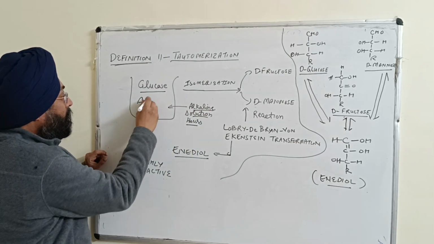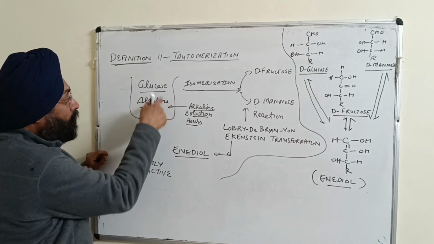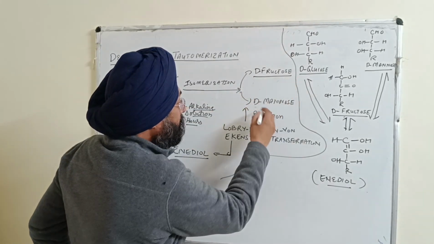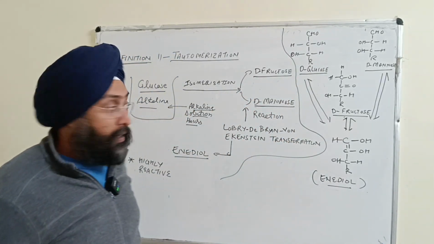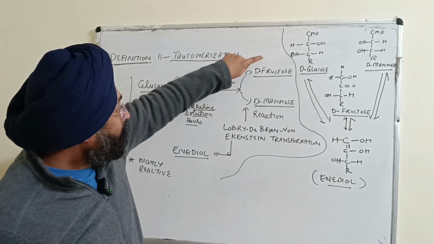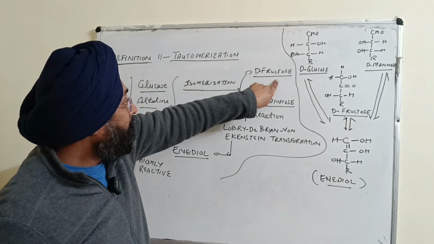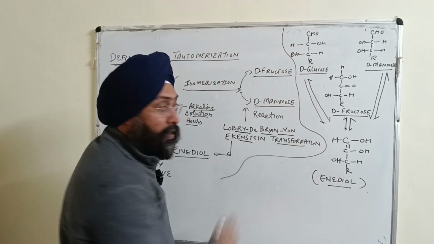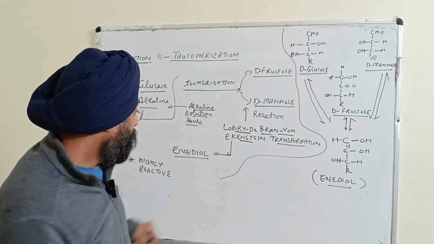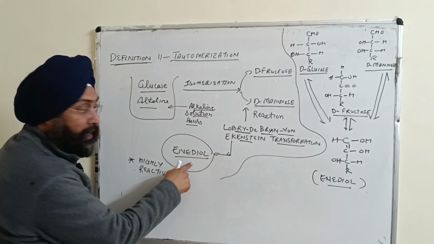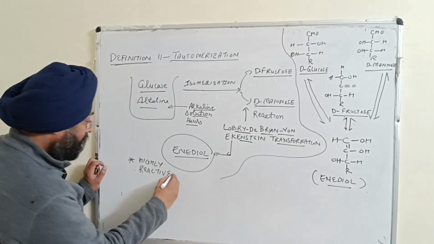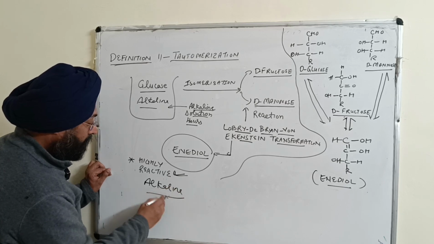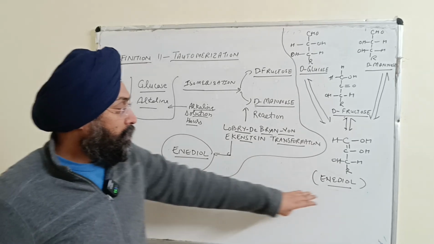And in alkaline medium, right, when glucose is kept in alkaline medium, it will undergo isomerization to form D-fructose and D-mannose, right? And this reaction of conversion of glucose to other intermediates like fructose and mannose is known as Lobry de Bruyn-van Ekenstein transformation, right? And this reaction will result in the formation of enediols, right? And these enediols are very highly reactive in alkaline medium, right?